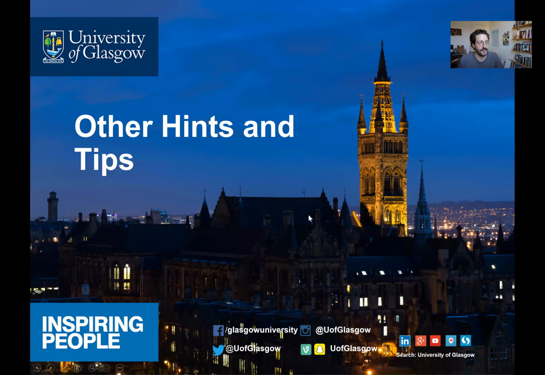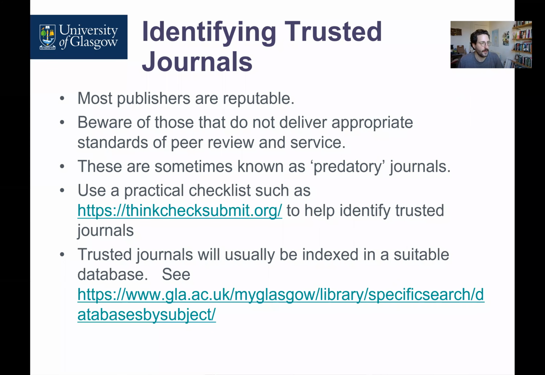Here are some other hints and tips that you might find useful. You should make sure that you can identify whether a journal is trustworthy. Most publishers are reputable, but you should beware of those that don't deliver appropriate standards of peer review and service. These are sometimes known as predatory journals. You should use a practical checklist such as Think, Check, Submit to help identify trusted journals. Trusted journals will usually be indexed in an appropriate database.